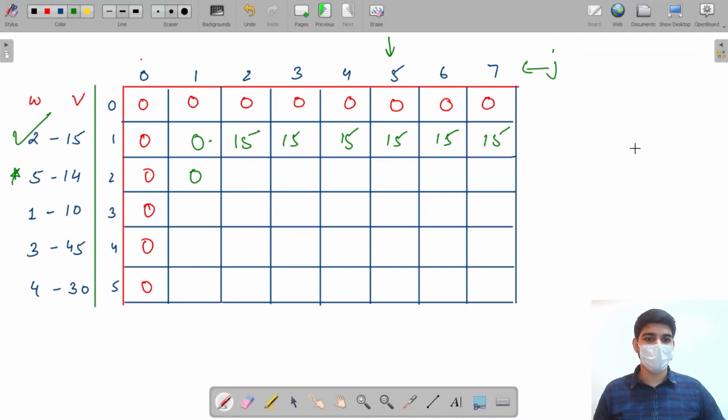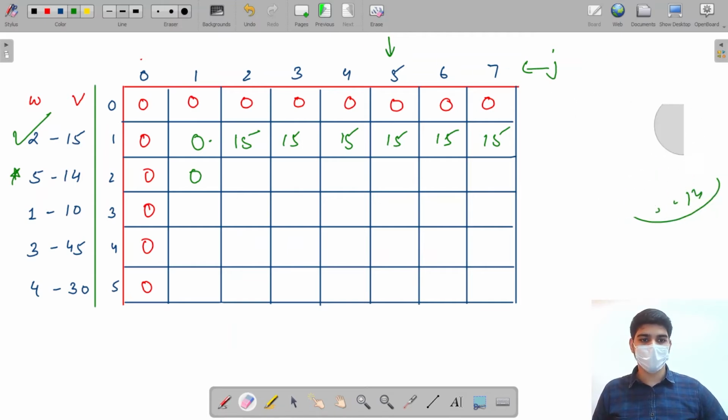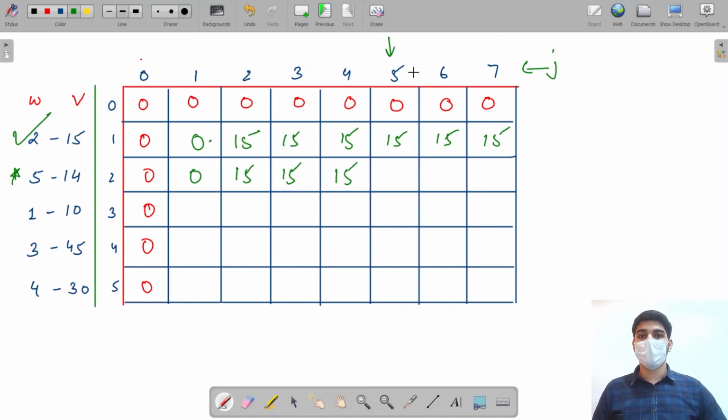Right? So if I had a bag which had a capacity of 2, I filled it with 2 with 15, and then I excluded 5 and 14. Right? This would give me a total value of 15. Right? So I exclude myself and I get 15. Again, I get 15. Again, I get 15.